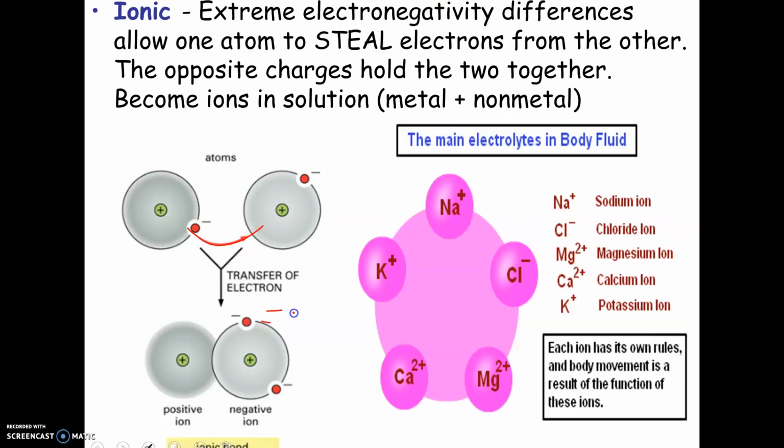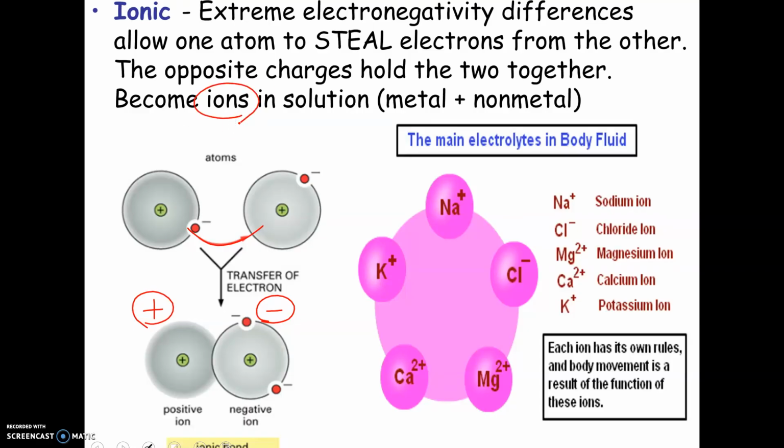This one ends up with a negative charge. The one that it took it from ends up with a positive charge. You may remember doing a crisscross to get certain ionic formulas. When they're solids, we don't write the charges. But where they're important in biology is when we dissolve them in water, because when we dissolve an ionic compound, it becomes charged ions.